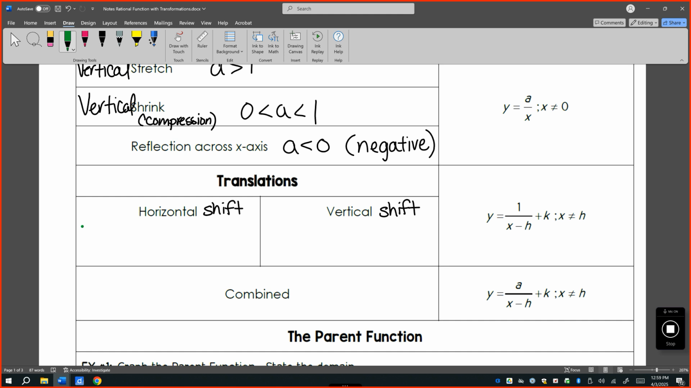So in this box, I'm going to choose a color, and I'm choosing green. I'm going to write vertical asymptote, VA for short. So when you see VA, that's what that means. And it's at x equals h. It's a vertical line at x equals h. Okay? So that means, and I'm going to come over here with my same color, that h moves your vertical asymptote, your VA. Okay?